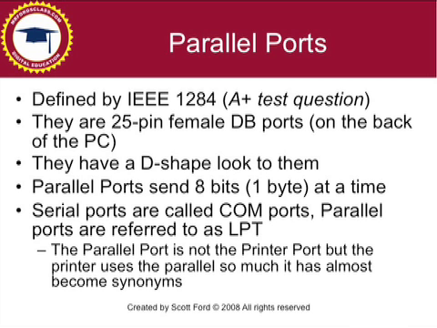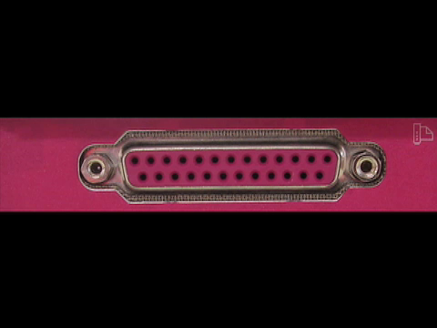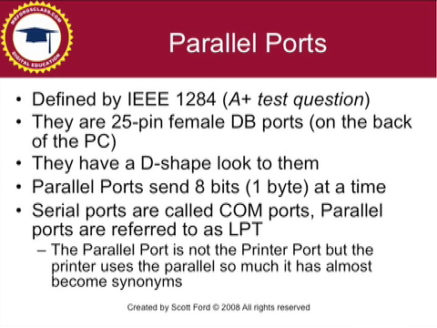They have 25-pin female DB ports on the back of the PC. Remember, DB, data bus, and female being the holes in the back of the computer. So if you were to look at the back of a computer, you can tell if it has a parallel port if it has 25 pins in a D-shaped connection on the back of a computer, female. Currently, if you have one, they're a pinkish color because of color standards, which we'll talk about in a different presentation. Serial ports are called COM ports. Parallel ports are often referred to as LPT ports. You might also hear a parallel port called a printer port.